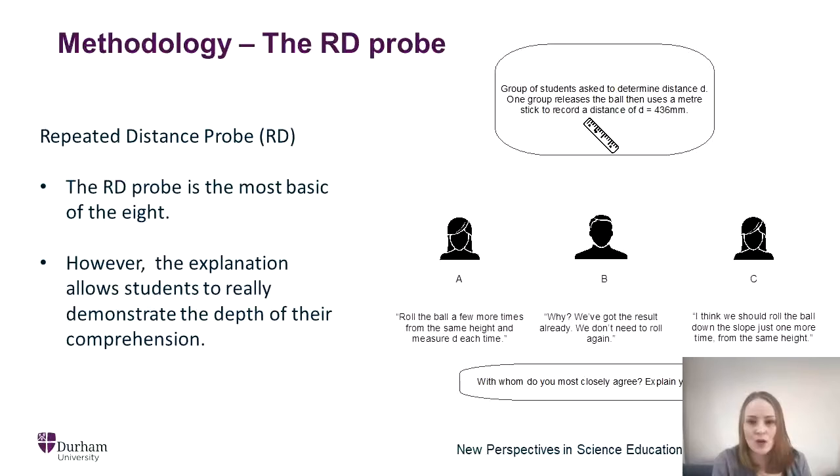So the 3 statements were: Student A said, roll the ball a few more times from the same height and measure D each time. Student B said, why? We've already got a result, we don't need to roll it again. And student C said, I think we should just roll the ball down the slope one more time from the same height. So the students were asked to identify which student they agreed with and then give a written explanation of their reasoning for this.